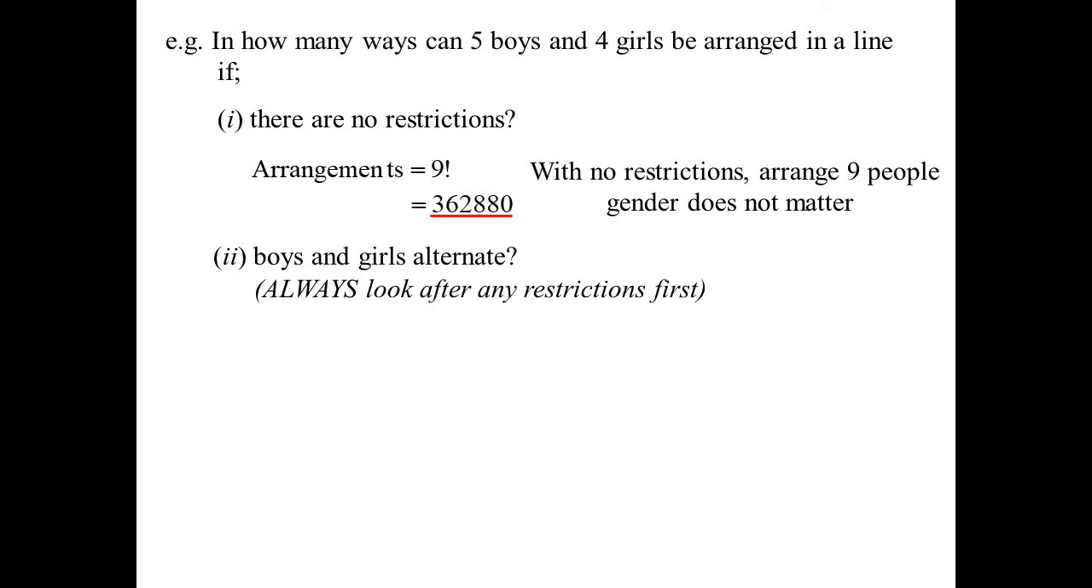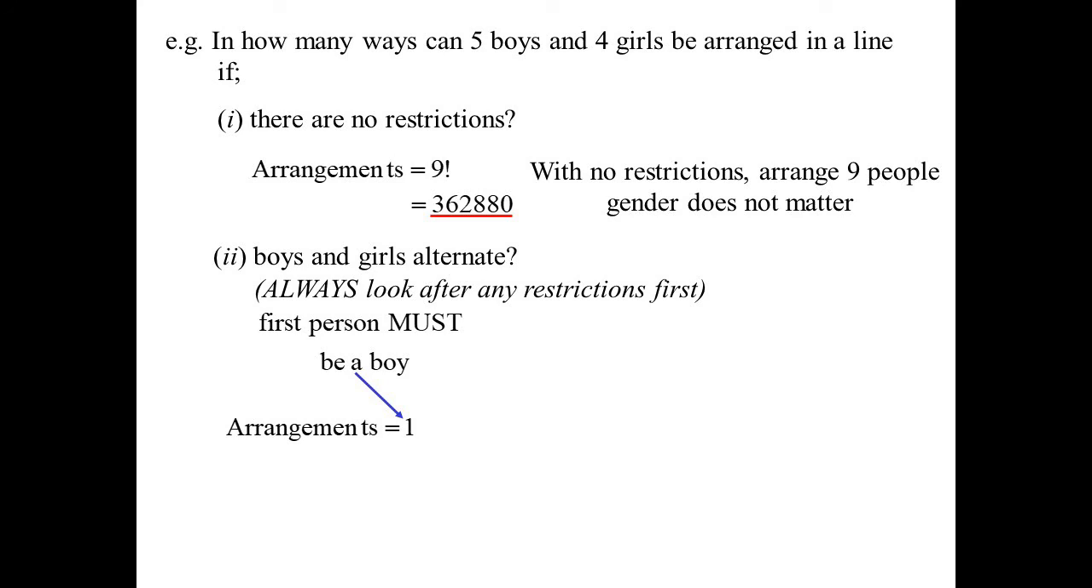Always look after your restrictions first. Somewhere in this problem there's a restriction there. Something we're forced to do. If the boys and girls are alternating, I am forced to put a boy first. I have 5 boys and 4 girls. If I don't start with a boy, it will be impossible to alternate. So there's my hidden restriction with this one. So I look after that. So the number of ways, first is a boy goes first. There's one way of doing it.